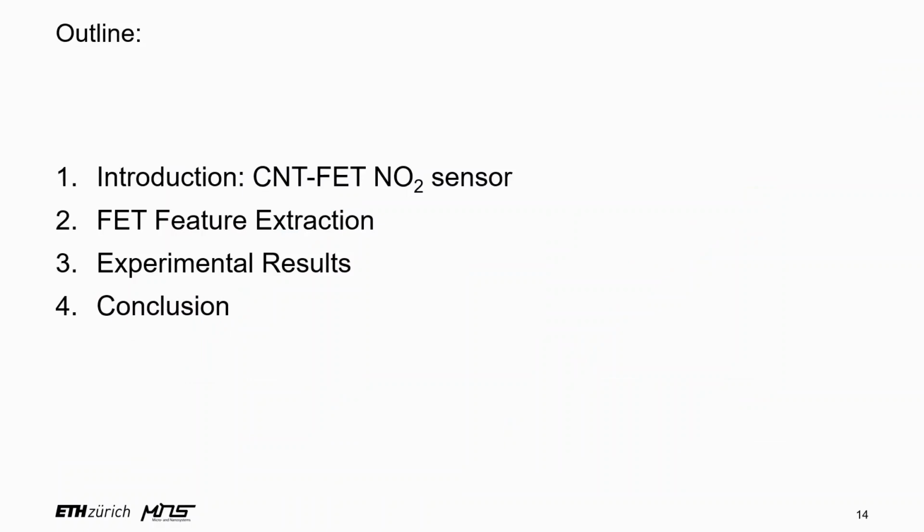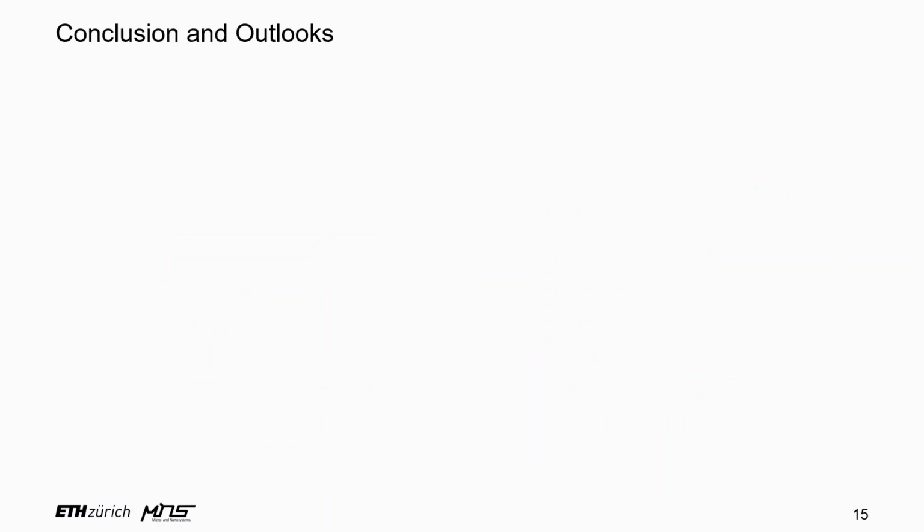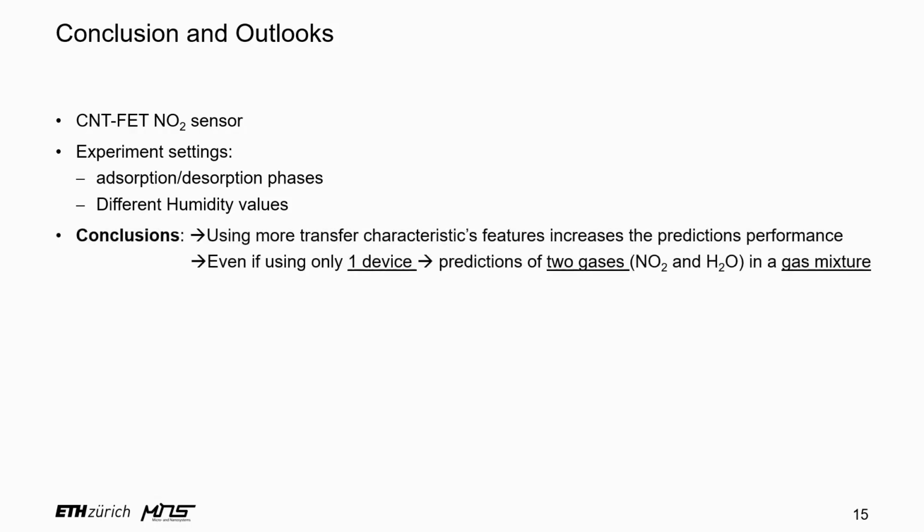So now, conclusion. I showed you how our carbon nanotube sensor works, and I used this sensor in a gas experiment where we have absorption and desorption of the gases and with different humidity values. And we demonstrated that using more features in the transfer characteristic of this transistor can definitely improve the prediction performance. And even using one device, we are somehow able to predict two gases in a gas mixture.